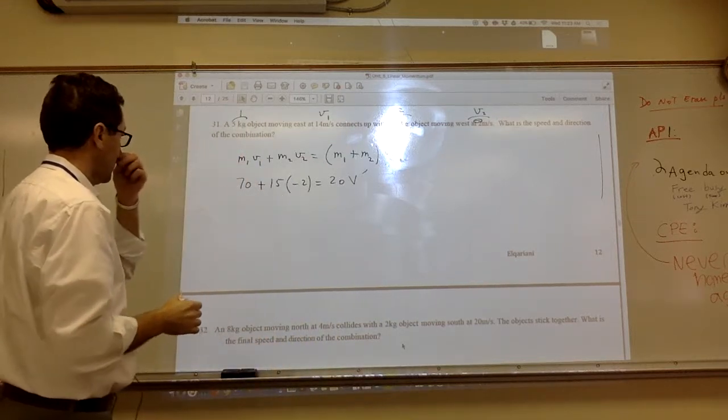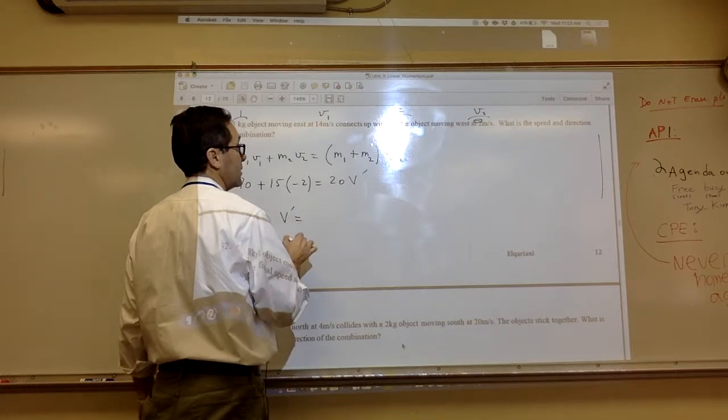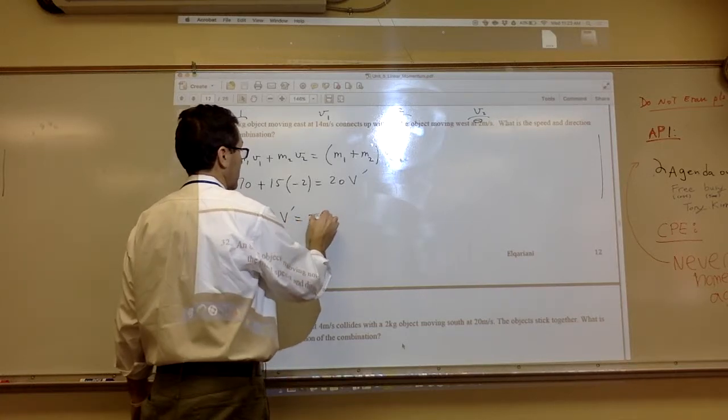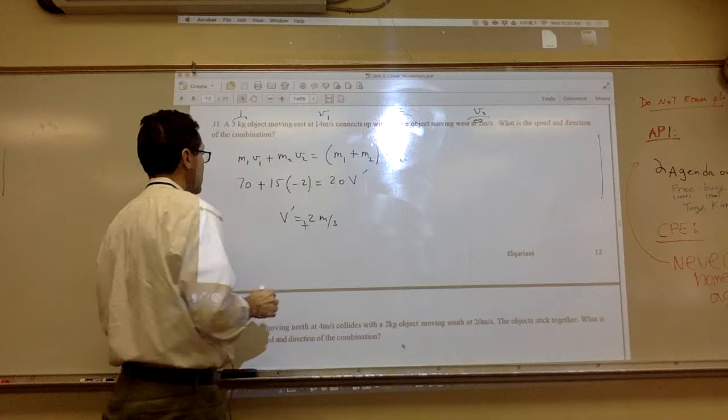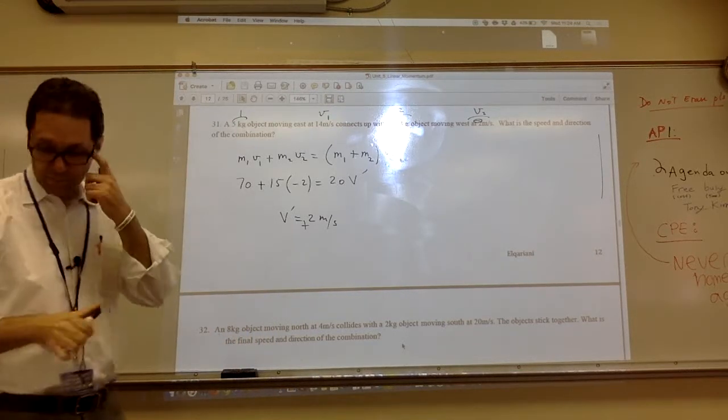So what is that going to be? This is 40, so it looks like a V after they stick together is just going to be 2 meters per second, and it's positive, which means the whole combination will go to the right.